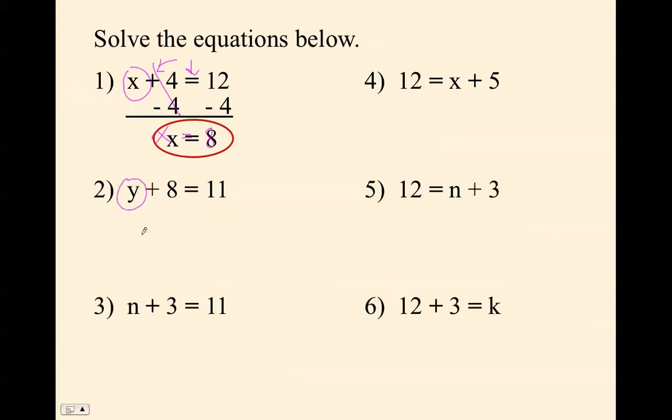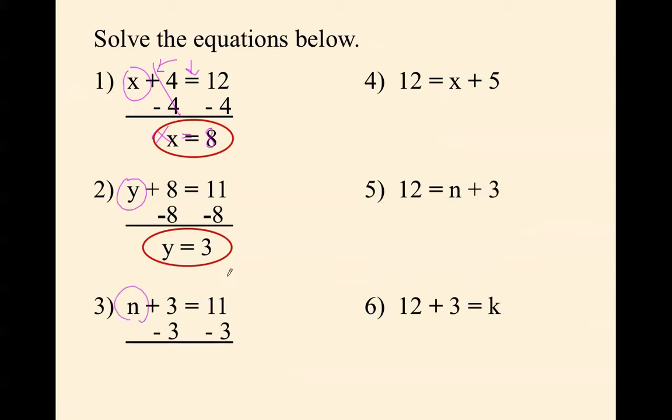This time I want to isolate the variable y, and I'm going to do that by subtracting 8 from both sides of the equation. Remember, the opposite operation of addition is subtraction. So here we go. When I do that, we end up with y is equal to 3. The next thing we're going to do is subtract 3 from both sides of the equation to isolate this variable. When we do that, we get n is equal to 8.